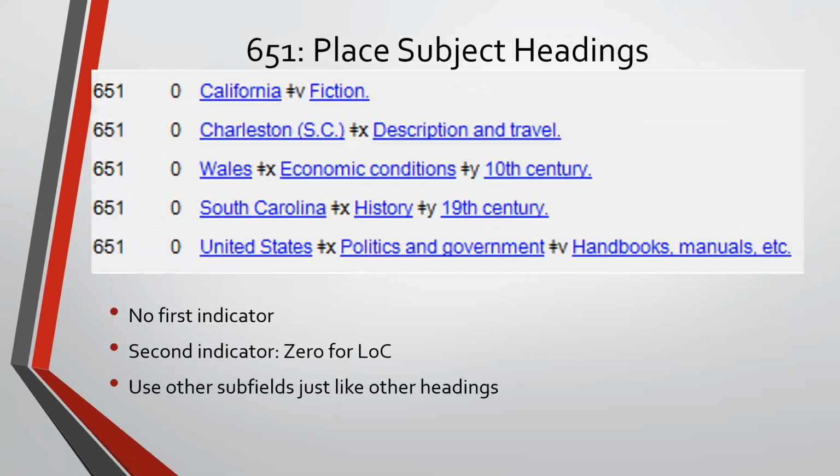651 is place subject headings. So here in this 651, we have South Carolina as a place, not the government of South Carolina. And again, the United States as a place rather than as a government. If you wanted a subject heading that would describe specific sections of the federal government, you'd be doing a 610 United States, and then subfield B's listing out what department of the government you want to talk about, like this.